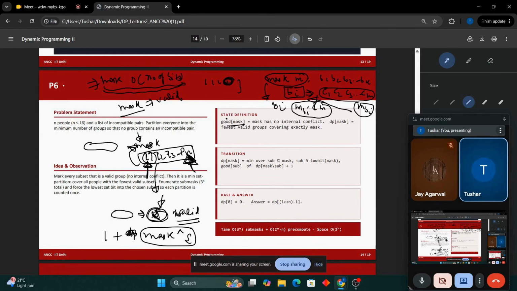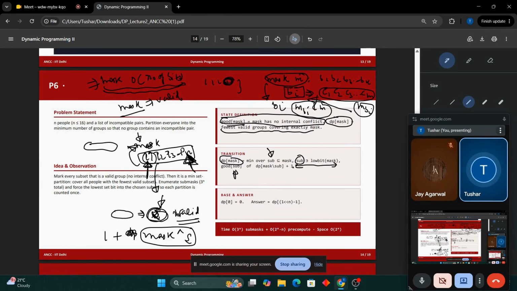So good of mask is basically set to one if this mask is valid or not, and DP of mask is the fewest valid groups in which we can divide the persons in that mask. How do we calculate the DP of mask? We iterate over the submasks such that they contain the lowest bit. Basically, we are iterating over the subgroup of persons which includes the person with the least index, and we check if that submask is good or not.